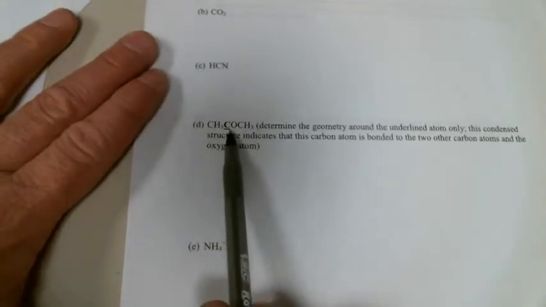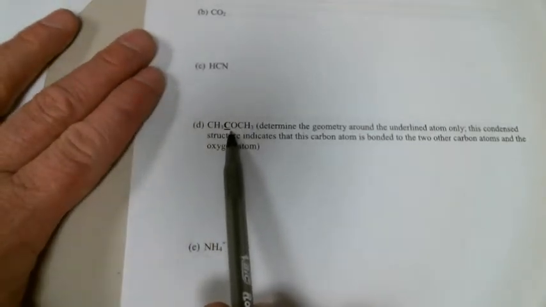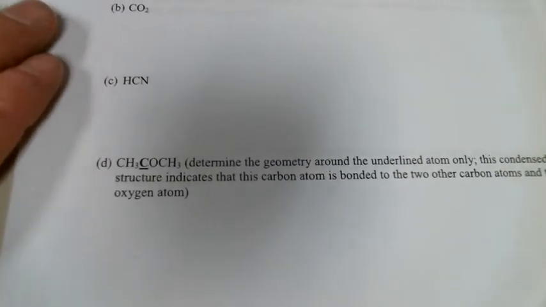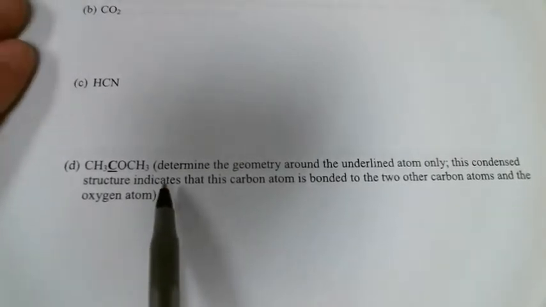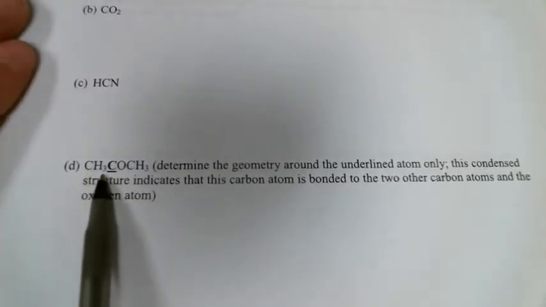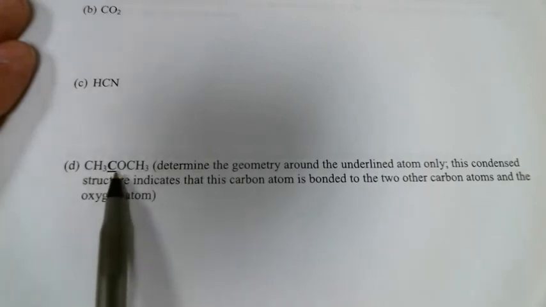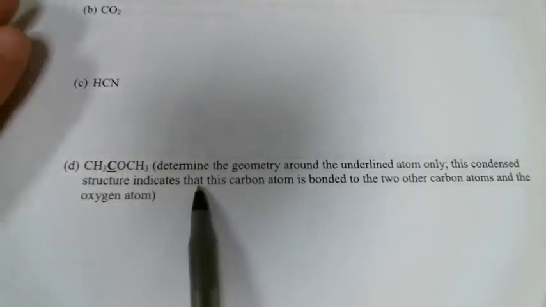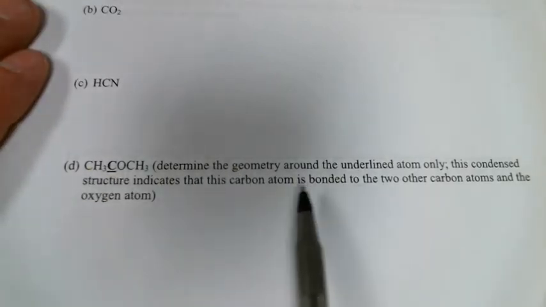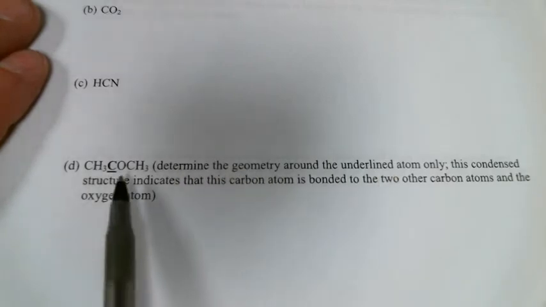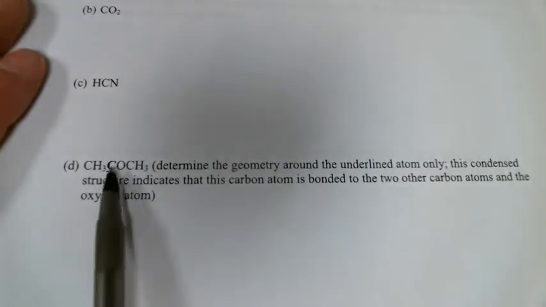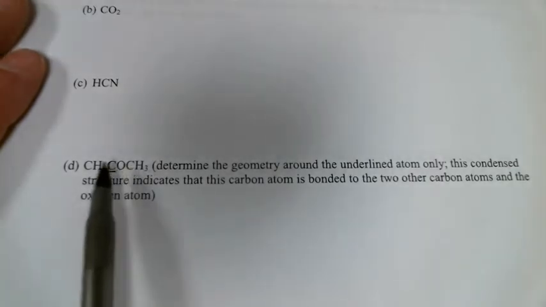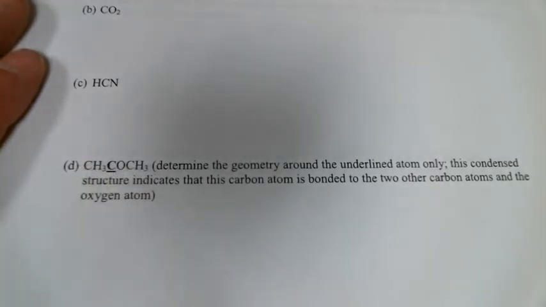So we're just looking at the geometry of this one carbon. And let me get that focused for us. We really need the backbone for Gen Chem of how this goes together. So I tried to describe it in words. Determine the geometry around just that underlying carbon. This condensed structure indicates that this carbon atom is bonding to the 2 other carbon atoms and the oxygen.